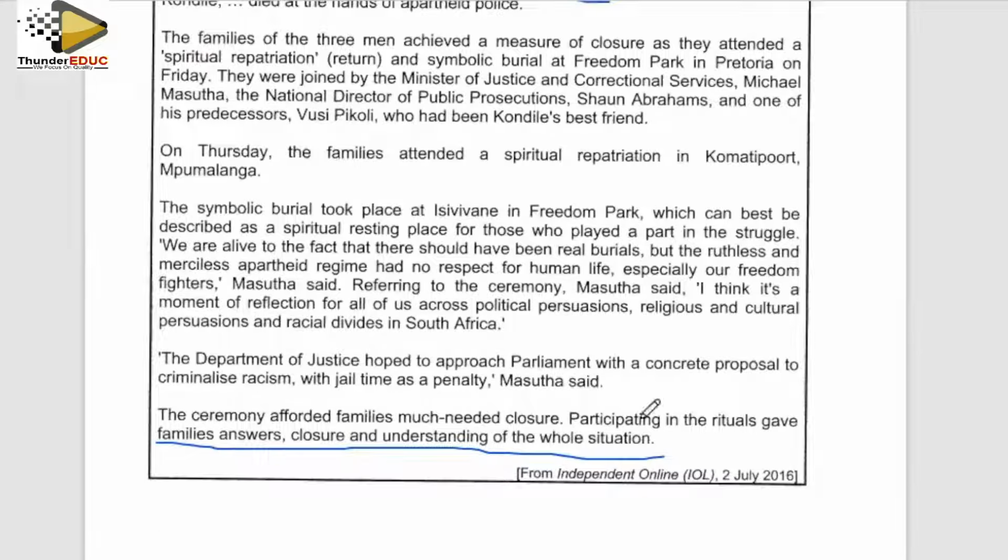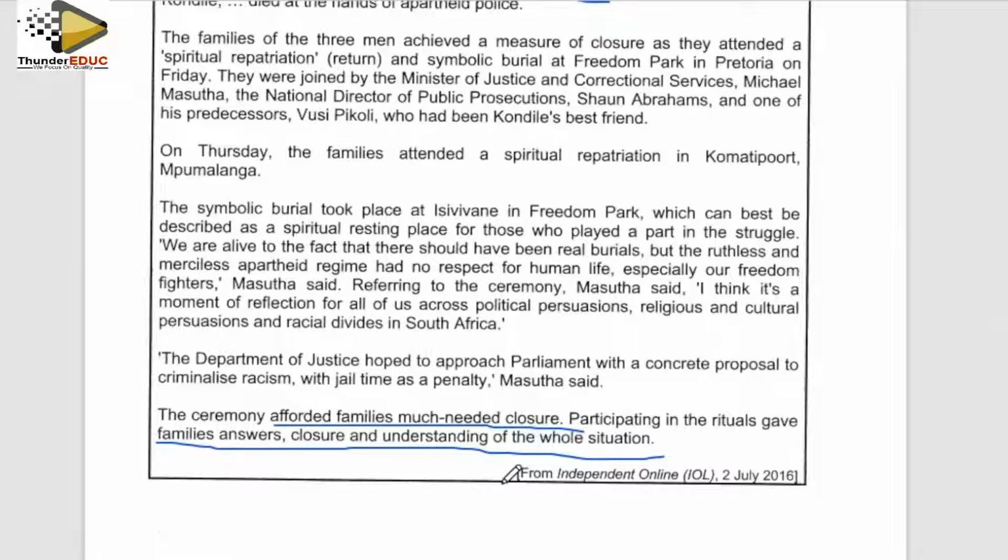When families are getting closure, the ceremony afforded families much needed closure. It means there is a change in their life. They were pained, yes, by the past, but now they are transformed because they are getting closure. So that is differing. That one is saying nothing has changed in her life. She's still being pained by the death of her son who was buried by barbarians, and she's still in pain and she cannot forgive. But this one is saying families were afforded the much needed closure, which means there are differences between those two sources.